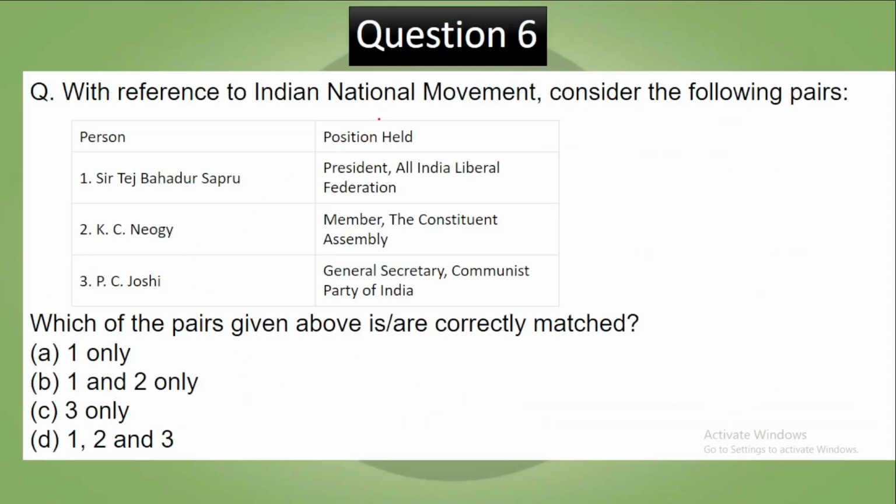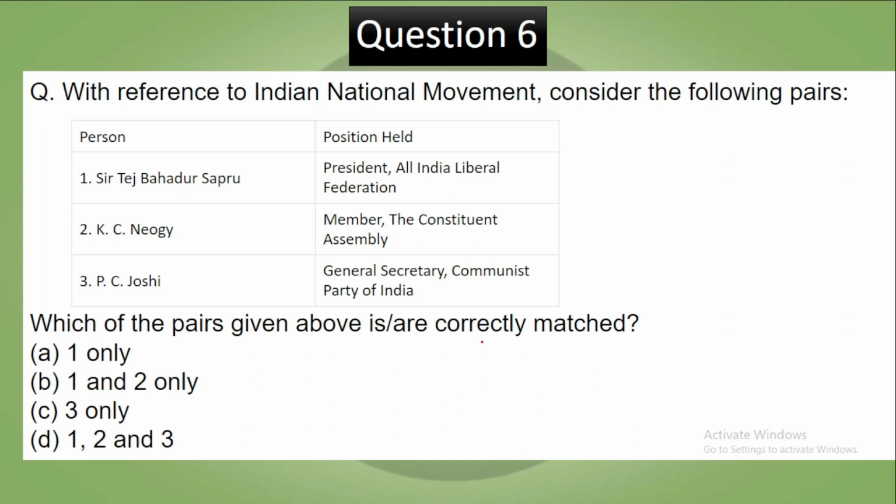Question 6. With reference to the Indian national movement, consider the following pairs. Sir Tej Bahadur Sapru, position: President, All India Liberal Federation. K.C. Neogy, Member of the Constituent Assembly. P.C. Joshi, General Secretary, Communist Party of India. Which of the pairs given above are correctly matched? Pause the video, try to answer.